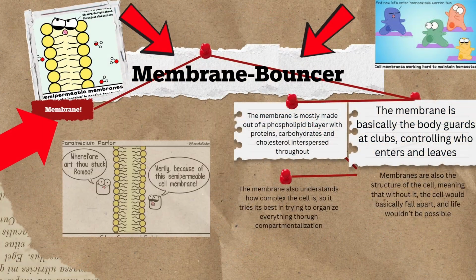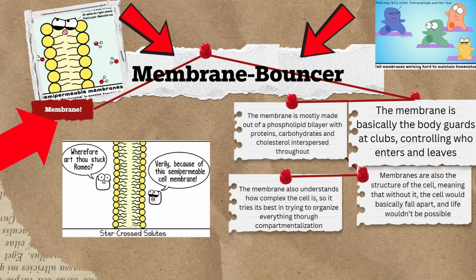Membrane. Membrane bouncer. The membrane is mostly made out of a phospholipid bilayer with proteins, carbohydrates, and cholesterol interspersed throughout. The membrane is basically the bodyguards at clubs, controlling who enters and leaves. The membrane is also the structure of the cell, meaning that without it, the cell would basically fall apart, and life wouldn't be possible. The membrane also understands how complex the cell is, so it tries its best to organize everything through compartmentalization.